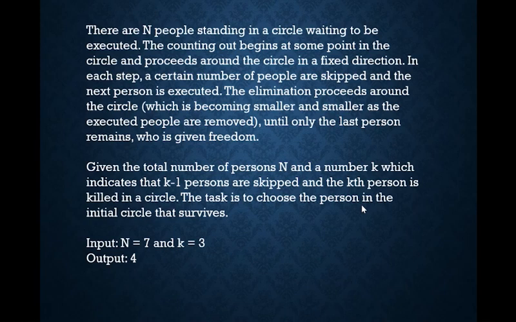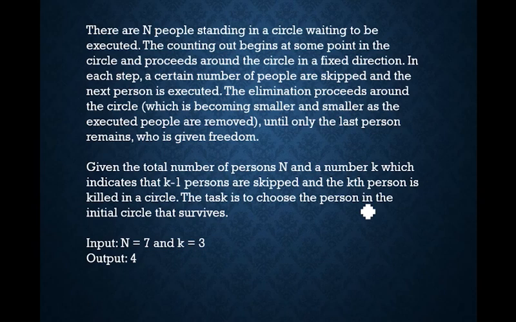The counting out begins at some point in the circle and proceeds around the circle in a fixed direction. So the direction is what? Fixed. In a step, a certain number of people are skipped and the next person is executed. The elimination proceeds around the circle, which is becoming smaller and smaller as the executed people are removed, until only the last person remains, who is given freedom.